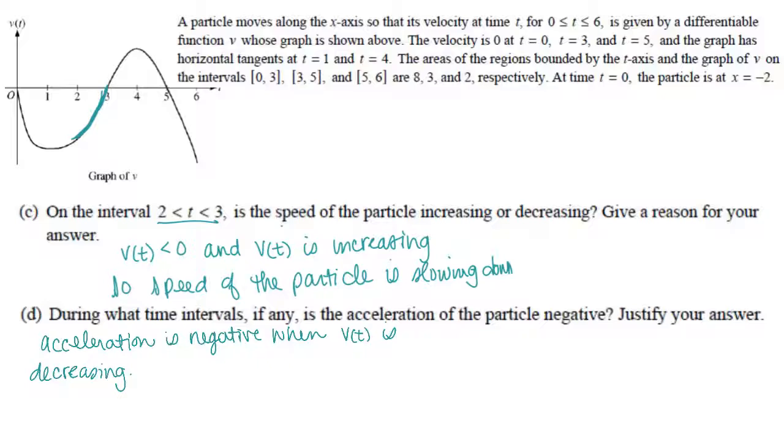Okay, and so we know velocity is decreasing over these intervals. V at t is decreasing over, and the intervals would be from 0 to 1, and we're also from 4 to 6.